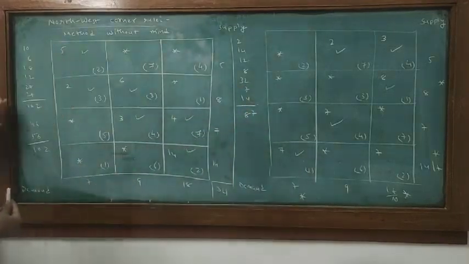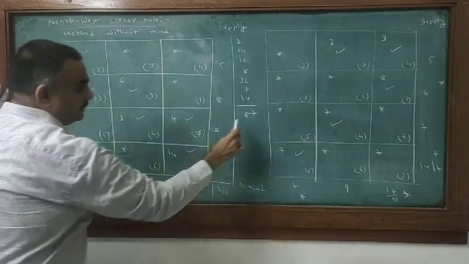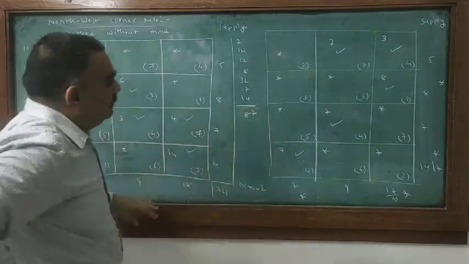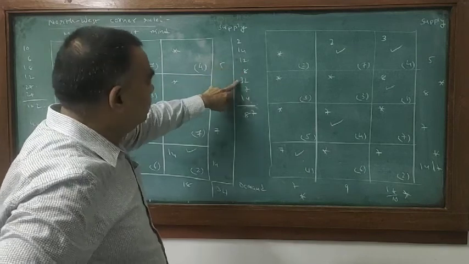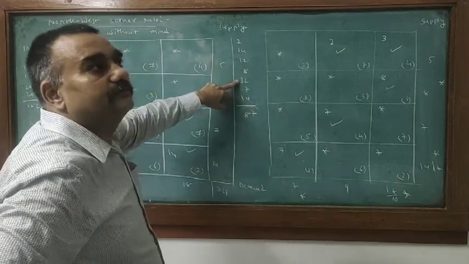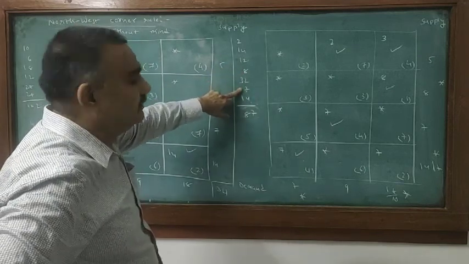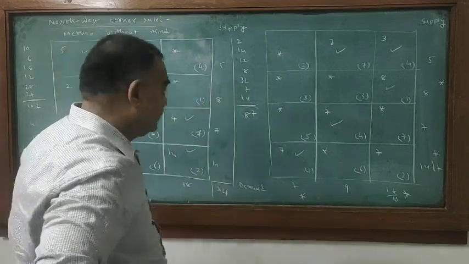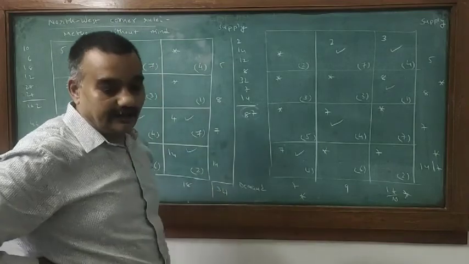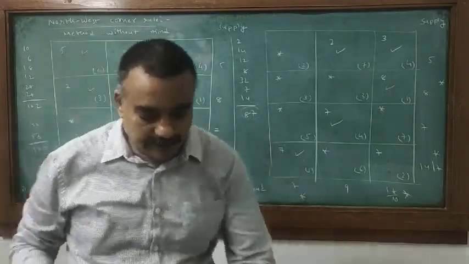It is much better, you know. 26, 34, 66, 73 and 40, 87. So it is much better. Next we do Vogel's method.